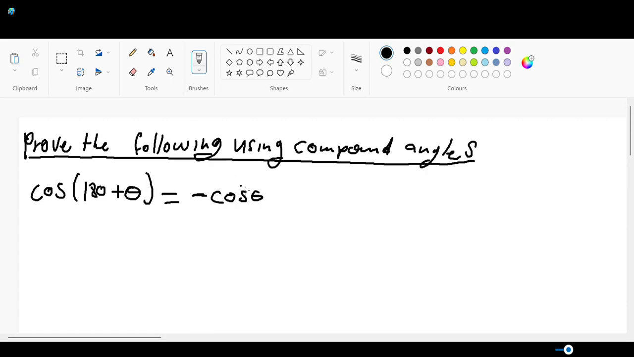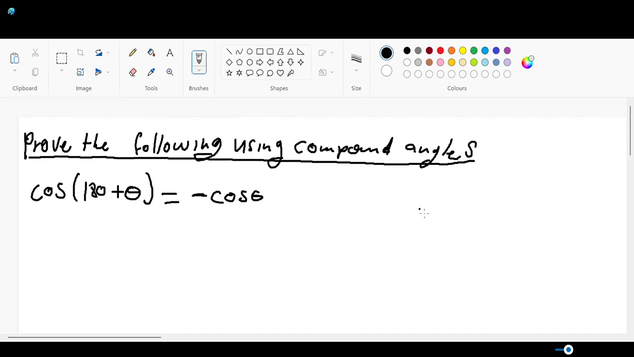When you prove using the compound angle, you need to understand that when you're dealing with this one here, it means it's a cos. Sorry, I got disturbed, guys. There is a call coming in. It means it's a cos. Now let's continue, guys.